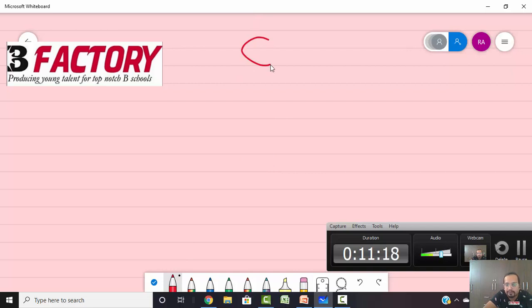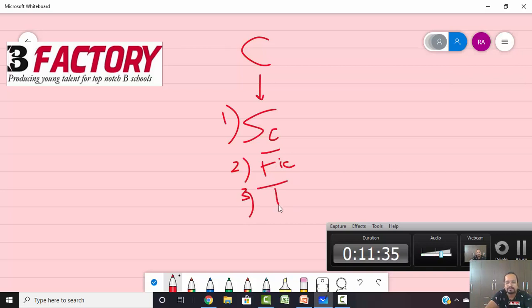The first one is the contemporary reading, okay? In the contemporary reading section, the first thing which I suggest, the first topic is science. The second topic is fiction. All right. The third topic is technology. So science, fiction, technology, right? Okay. So these are daily articles.